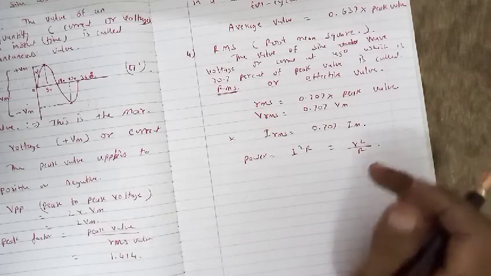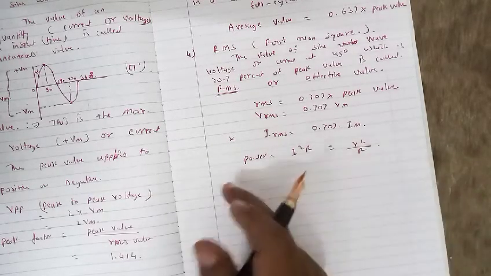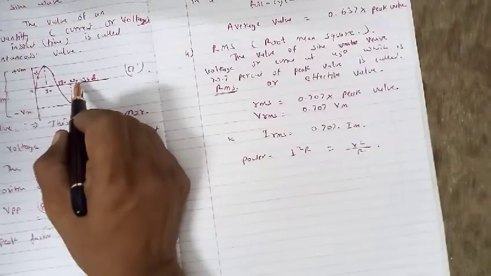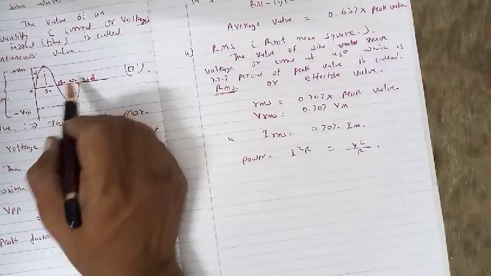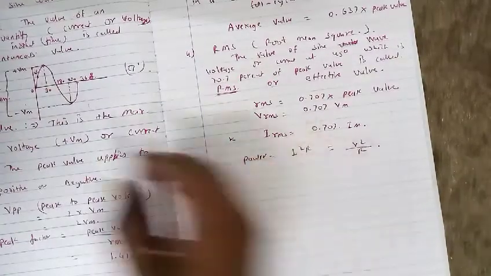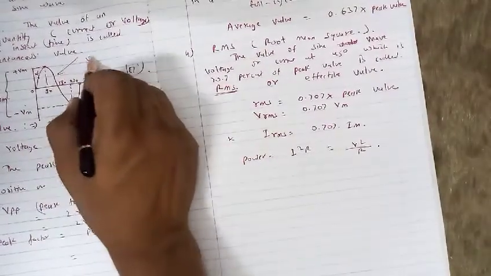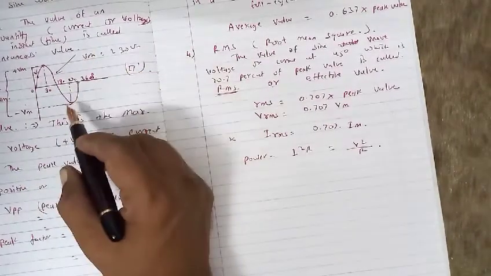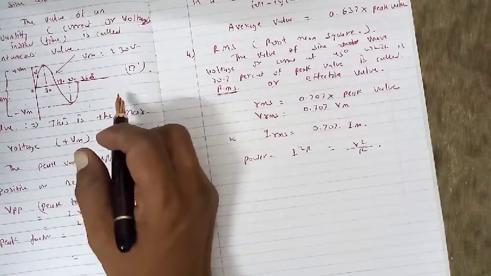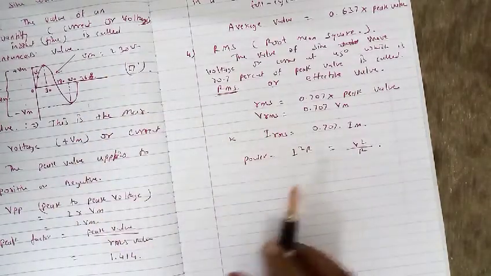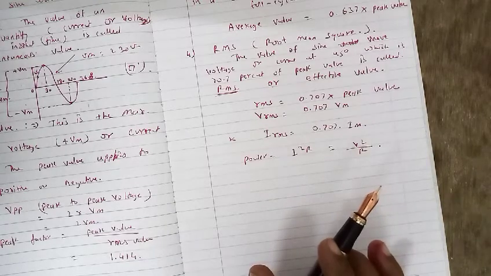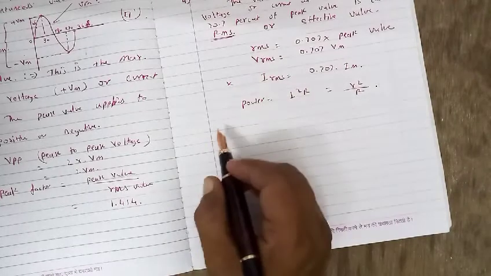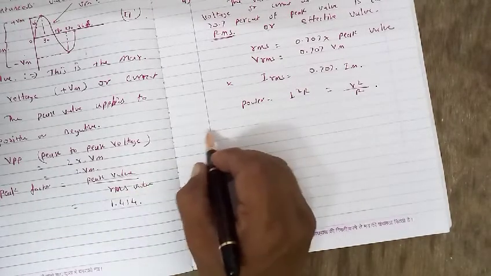Unless and until indicated otherwise, all the sine wave for the AC measurement are in RMS value. The main supply is 230 volt AC, that is VRMS is equal to 230 volt. But the form factor for that RMS value by the average value, you are getting 1.11. Okay.